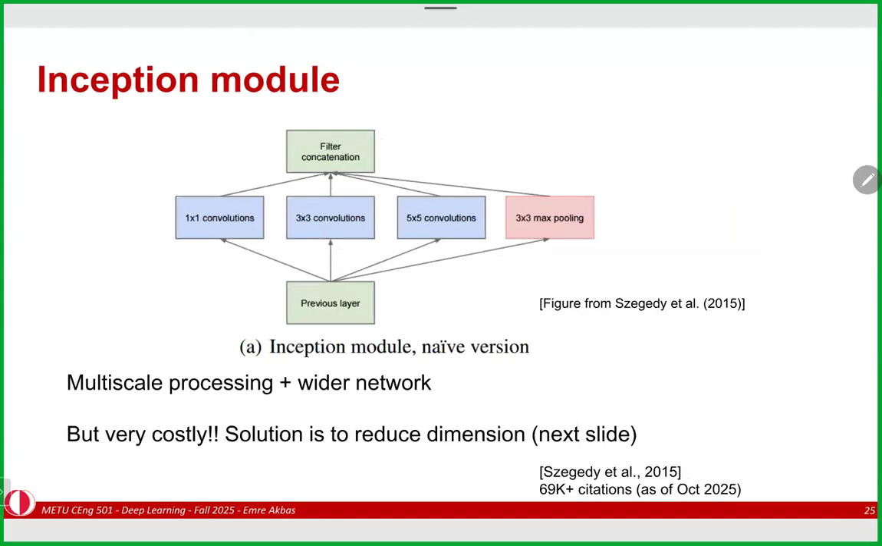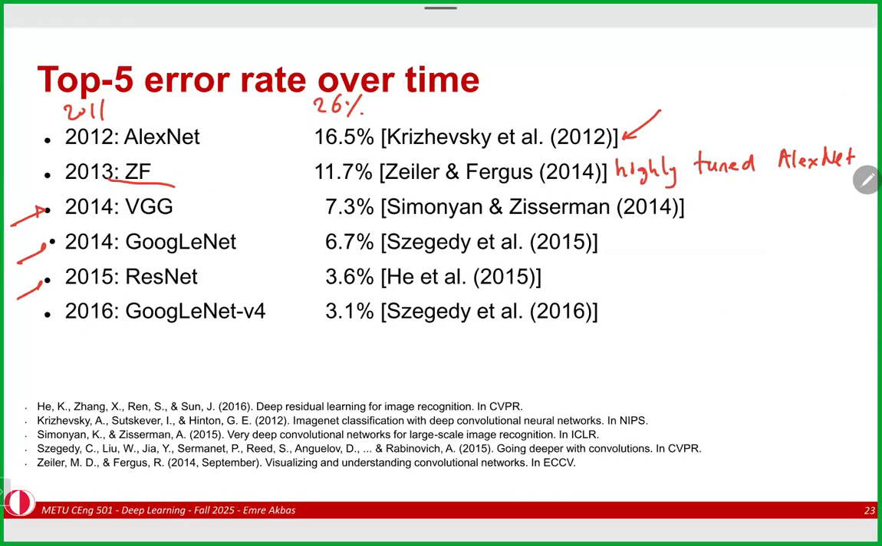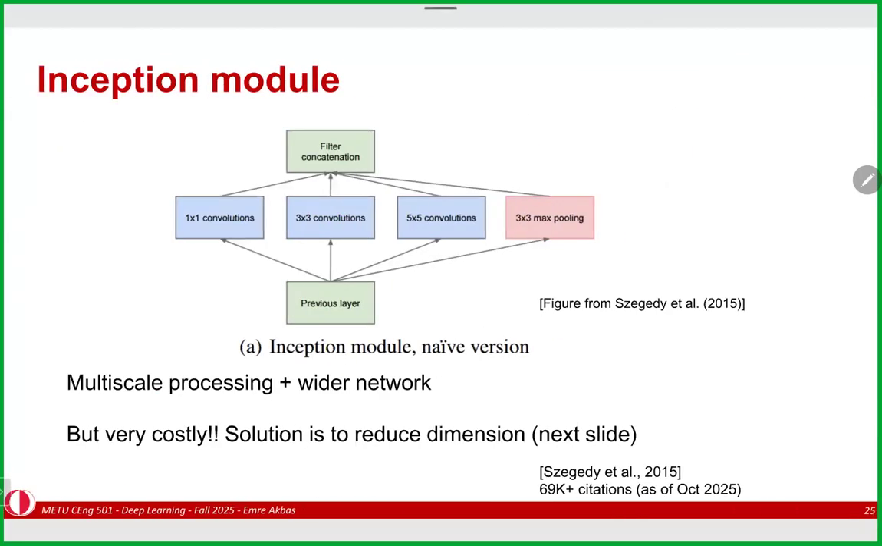The other one, 2015, which is GoogleNet here, 2014. And in 2016, there's a V4, so it won the competition twice with another version, but the ideas are very similar. Now let's look at what was the idea that they brought. Their idea was multi-scale processing and a wider network instead of making it deeper.